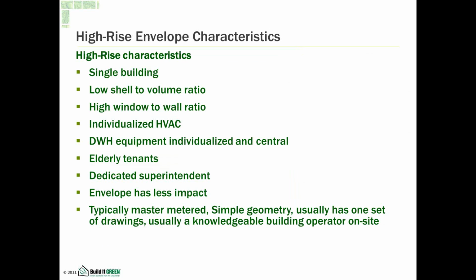High-rise characteristics for the envelope: they're mostly single buildings. You don't see garden-style high-rises. They're just one huge building. There's a low shell to volume ratio and a high window-to-wall ratio. These buildings also have individualized HVAC systems, and I've seen a cross between the domestic hot water being individualized and central. Most of the time these buildings have more elderly tenants, like retirement homes, and they also have dedicated superintendents who live in the building.